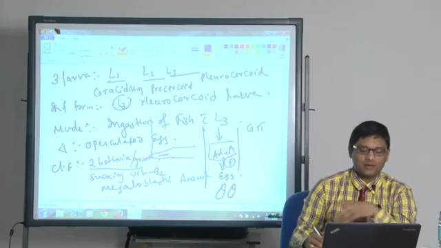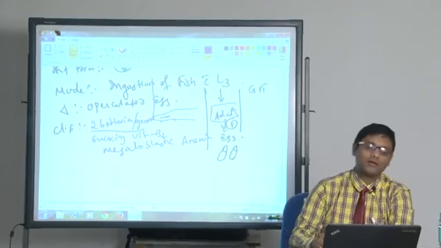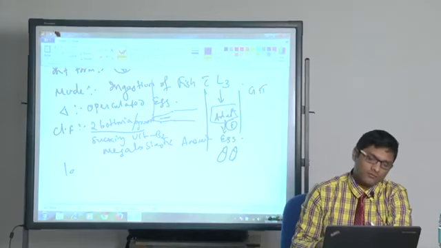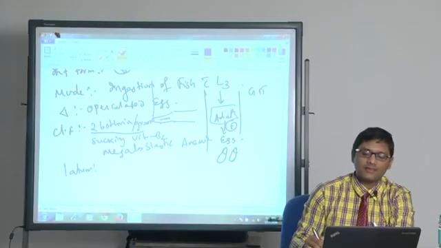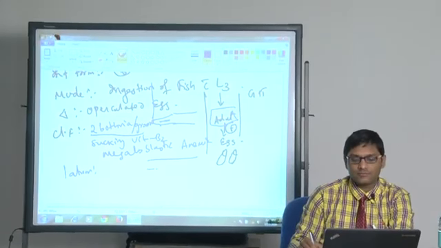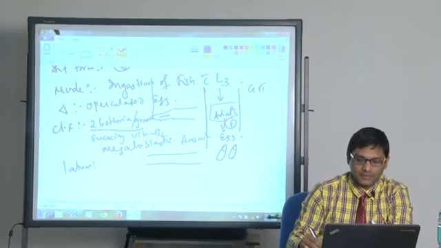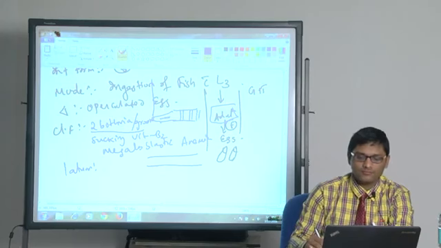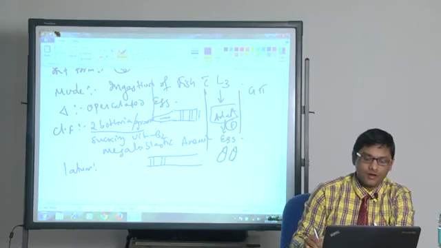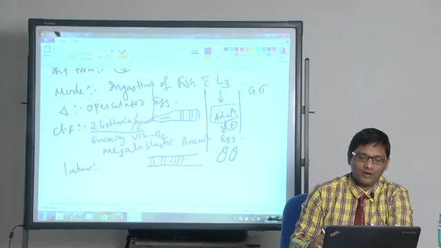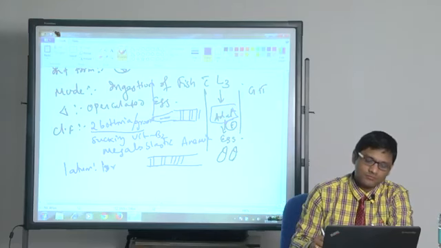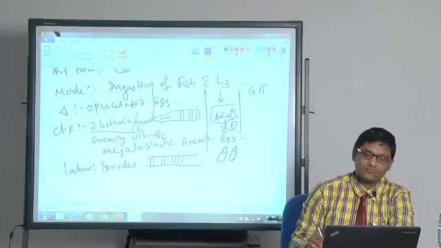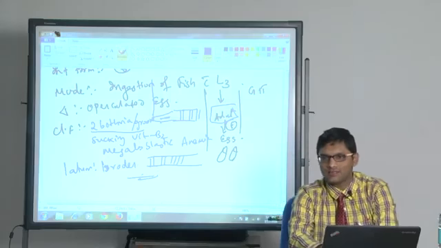And why is it called latum? Latum means broader. They say that each segment is broader than longer. The segments are broader than longer. Hence it is called latum.